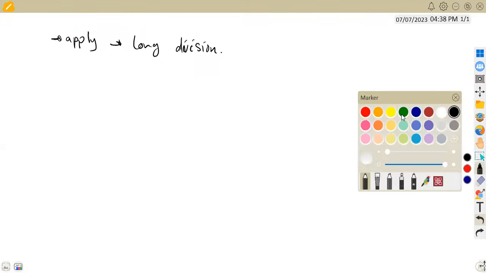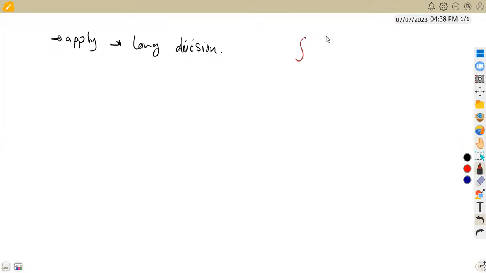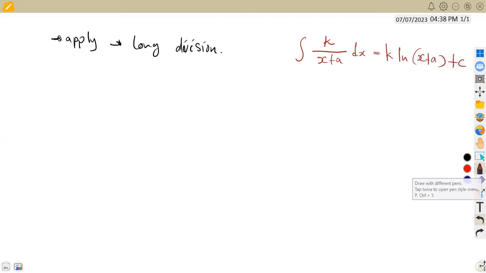Also, we need to understand that the integral of k over x plus a with respect to x is the same as k ln of x plus a plus the constant of integration. So in actual sense, let us have this as k over f of x plus a. Let's have something that is easier to understand: ax plus b, like this.